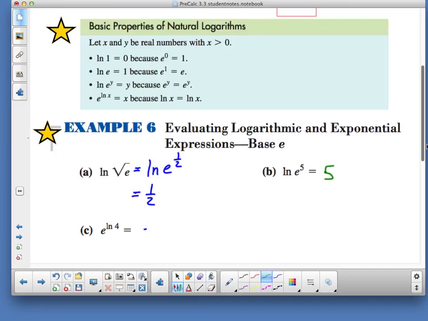And then my last one, e raised to the natural log of 4. That's asking me what exponent will e have to be for us to achieve a value of 4. And it gives us that, and then it uses it as the exponent here, so it should just be 4 for my answer.